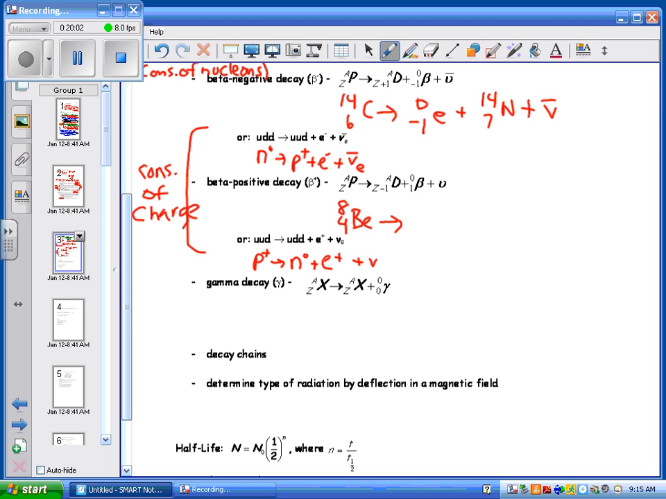The conservation of charge is physics principle 7. Of course, those are on your formula sheet. You don't have to remember what principle is what, but you need to be able to use it. So we have 0, 1 beta, beta positive. So then our bottom number is 1 less. So we have 8, 3 lithium plus a neutrino.